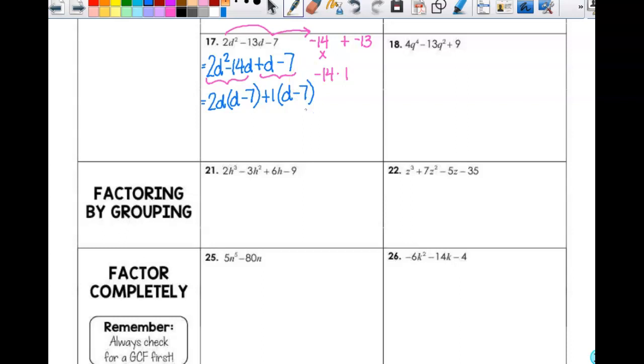So now I have two big factors. I have this thing and I have this thing. So I can factor out the d minus 7. So d minus 7 comes out in front, and then I'm left with 2d plus 1, and I have it factored. Bam. Okay?